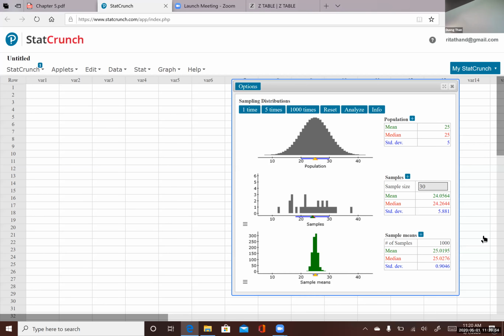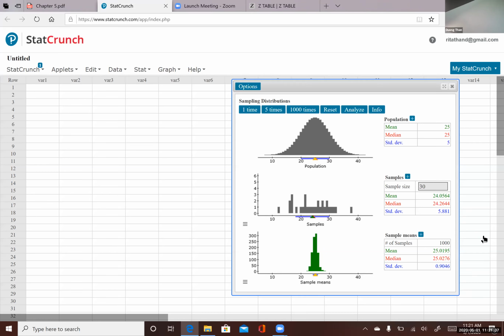What if I increase the sample size to 30? And I run it 1,000 times. I get a different distribution for the sample means. I have the same shape, right? It's still pretty much a bell-shaped curve, but the standard deviation is much smaller, which is 0.9 compared to 5. So the variation of the sample means distribution is much smaller compared to the variation of the population. And you can see that if you increase the size of the samples, the variation, or the standard deviation, of the sampling distribution decreases.